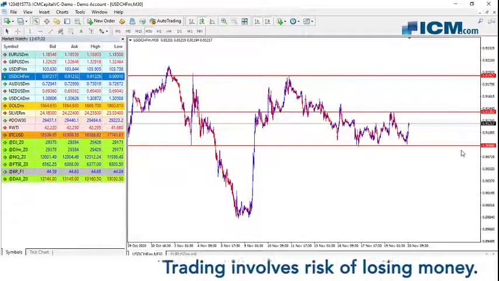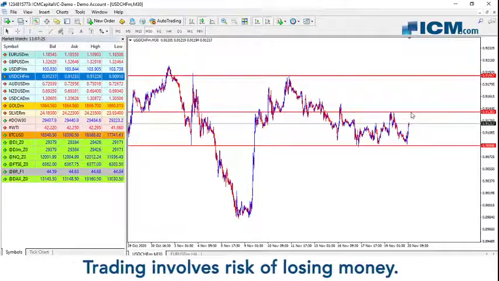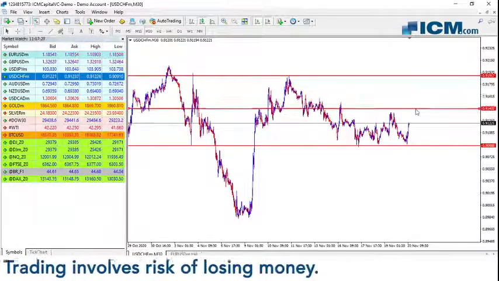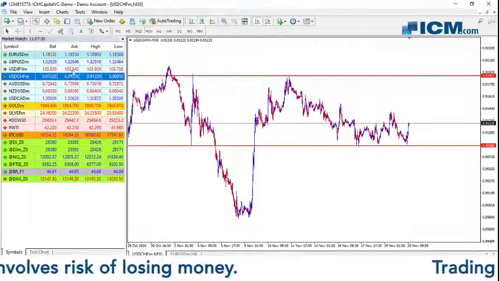You can pinpoint a minor resistance near 91.38 and 91.50 area. This is for the dollar against the Swiss franc.